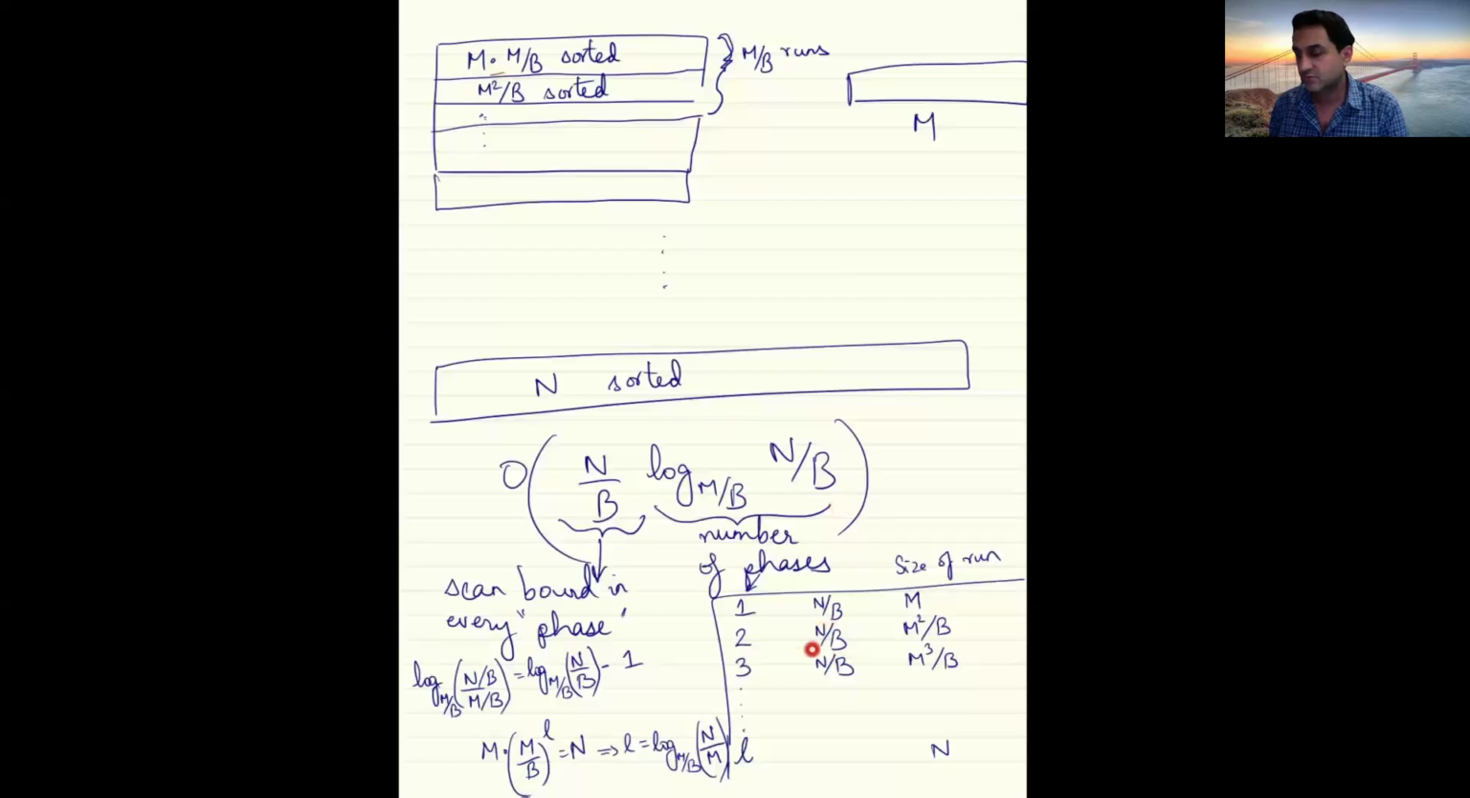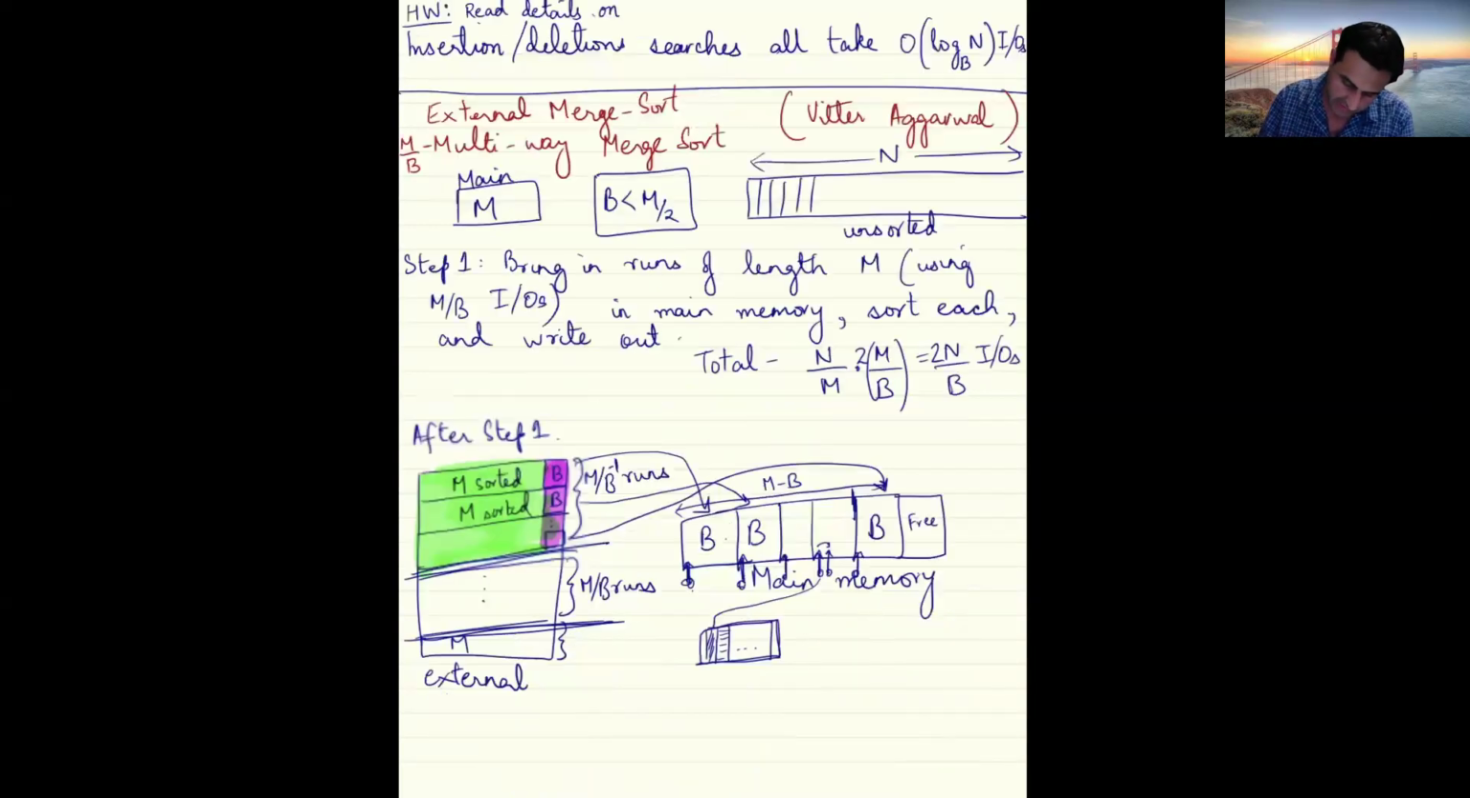And in each phase, you do a scan. You just scan through the data in each phase. The whole game is how you scan through the data, right? Your entire data is here. How am I scanning it? I'm taking the first m over b runs, scanning them like this, and then I move on to the next m over b. So in every phase, I'm just doing a scan.